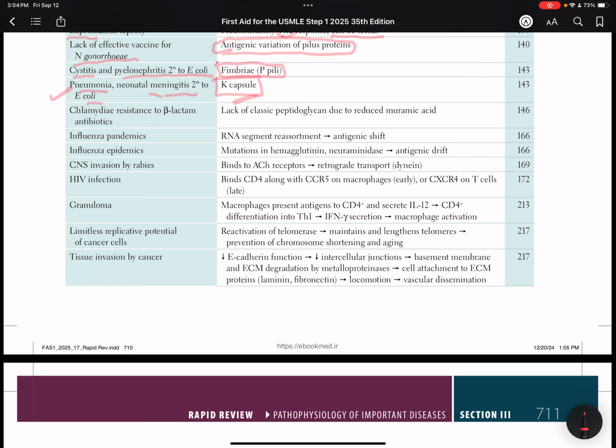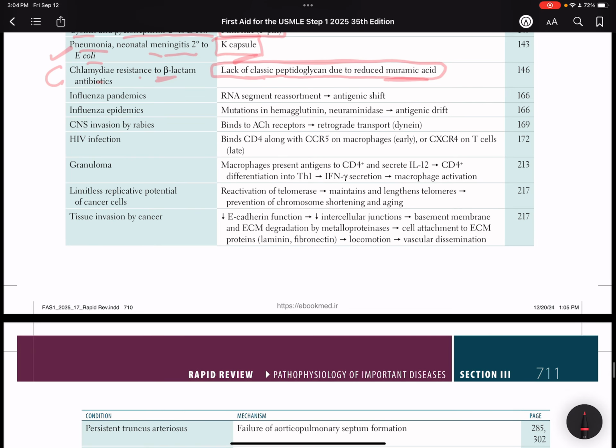Chlamydia resistance to beta-lactam antibiotics. So what causes chlamydia to be resistant to beta-lactam antibiotics? Lack of classic peptidoglycan due to reduced muramic acid causes chlamydia resistance to beta-lactam antibiotics. What causes influenza pandemic? Influenza pandemic is caused by RNA segment reassortment, which causes antigenic shift. Main mechanism is antigenic shift.